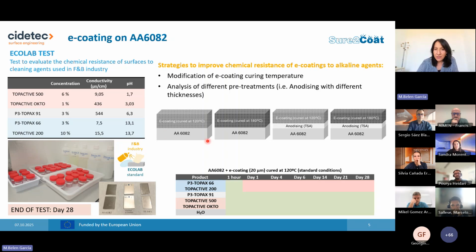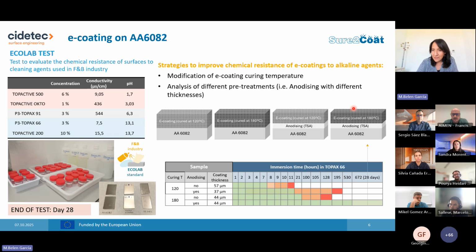So we have cured the e-coating at 120 degrees, which is the standard procedure that we usually use. We have also cured it at higher temperature at 180 degrees. And we have applied a thin anodizing layer. In this case, it was tartaric sulfuric acid anodizing before the e-coating cured at these 2 temperatures. So what we found was that this e-coating system, the one that implies anodizing and e-coating at 180 degrees, was able to survive during 28 days in this alkaline cleaning agent.